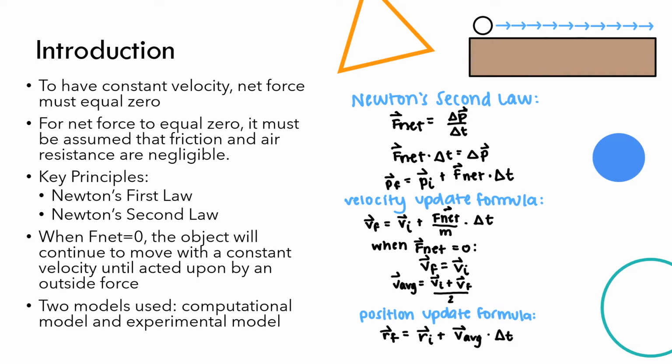Newton's second law states that net force is equal to change in momentum divided by change in time. This formula can be rearranged to get the velocity update formula and the position update formula. When net force is equal to zero, the object will continue to move with a constant velocity until acted upon by an outside force. The two models used in this experiment were the computational model on GlowScript and the experimental model on Tracker.